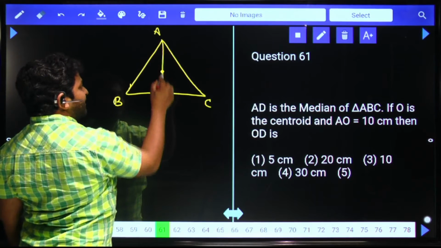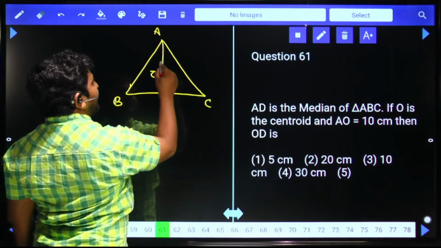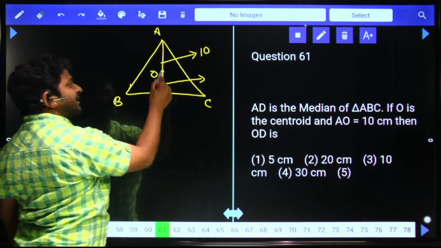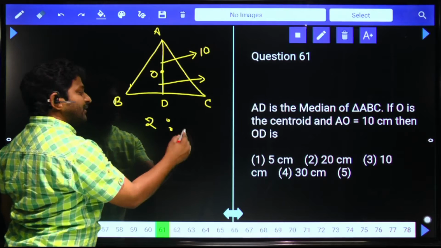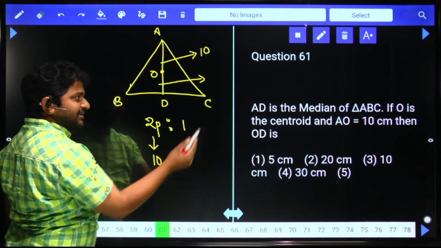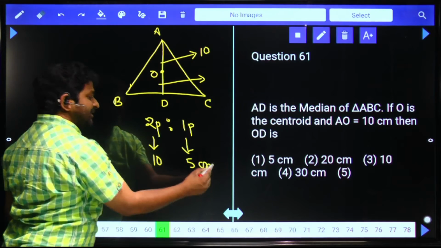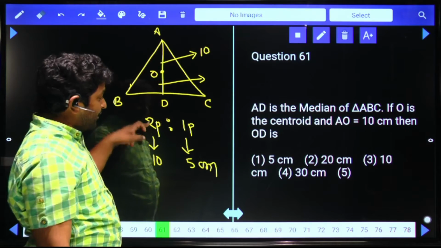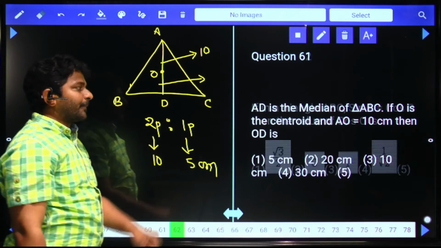O is the median and this is D. AO is equal to 10, and you are asked to calculate OD. The centroid divides the median in the ratio 2:1. So 2 parts is equal to AO, which is 10 centimeters, and OD is 1 part, which is equal to 5 centimeters. If 2 parts is 10, then 1 part is 5.